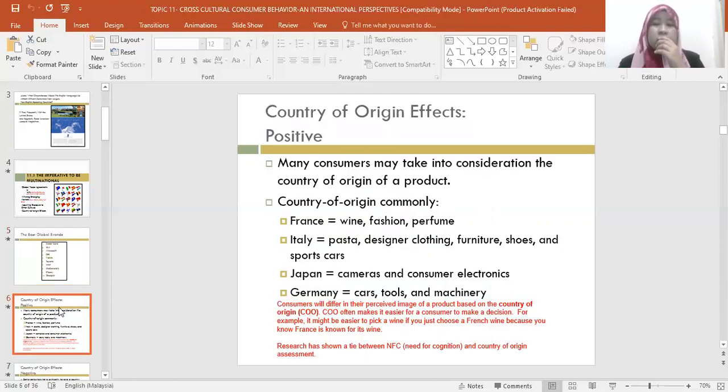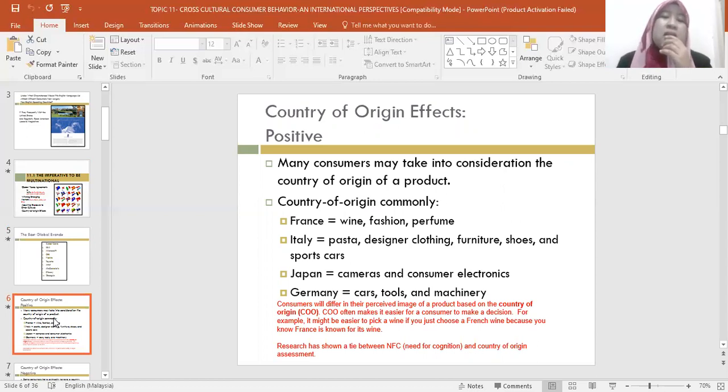So we move on to the next one. This is about the country of origin effects, or COE, or COO. Country of origin effects, in terms of what is the positive effect.